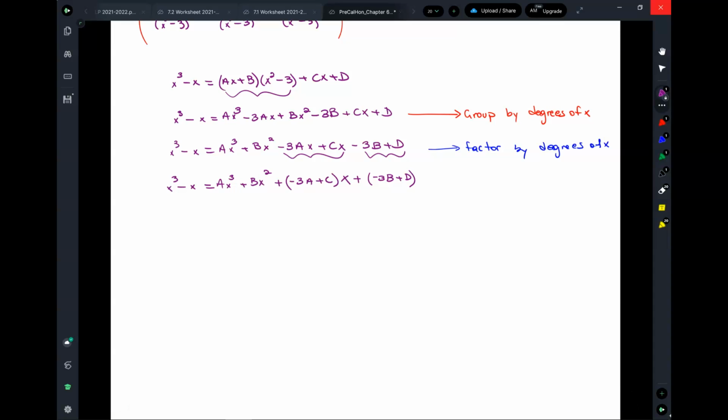Okay, now, you know what you're going to do? Look at what you have here. You have some x cubed term, x squared, x, and a constant. On the left side, you have some x cubed term, an x term, and you can have some other things. What you're going to do is compare the coefficients of like terms and set them equal to each other.